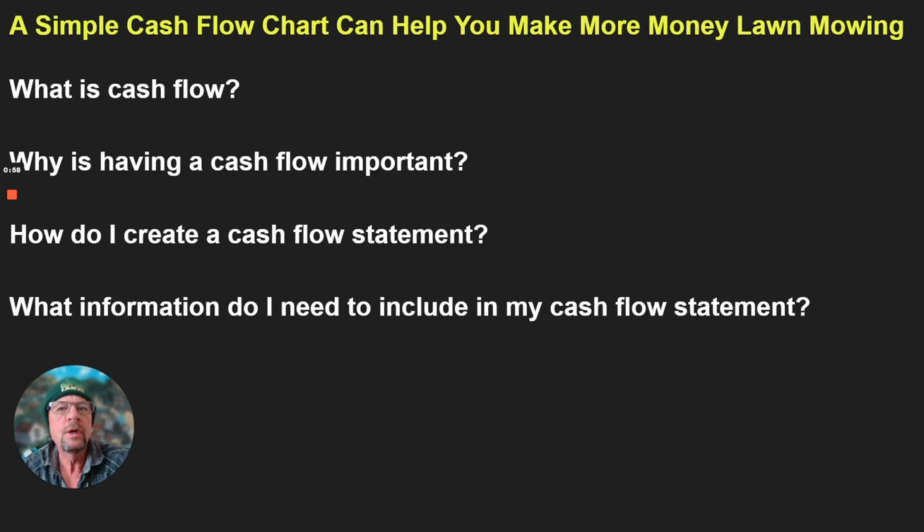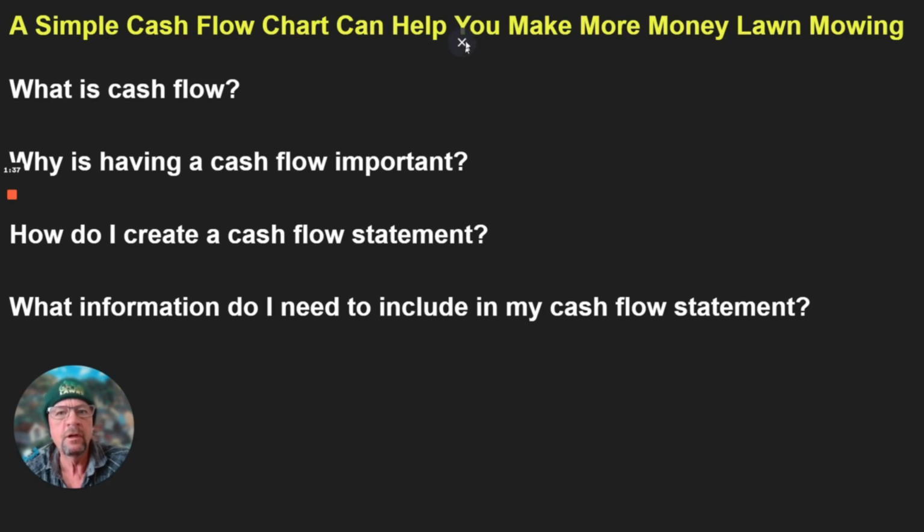So how do you create a cash flow statement? You have your balance at the beginning of the month, you add all the money that you intend to earn that month, and then you take off all the money that you intend to spend that month, and then you have your balance left over, which you take onto the next month. The information that you need to include in your cash flow statement is basically everything that's coming into your business in the way of income and everything that's going out of your business in the way of expenditures.